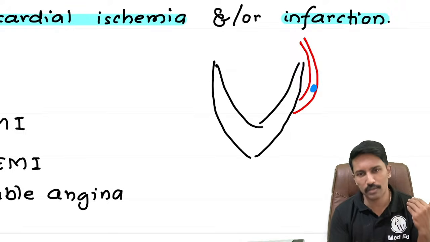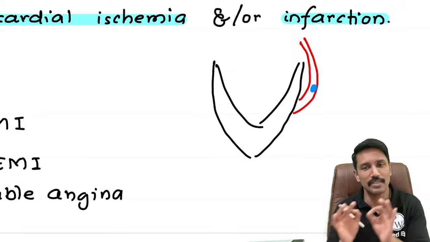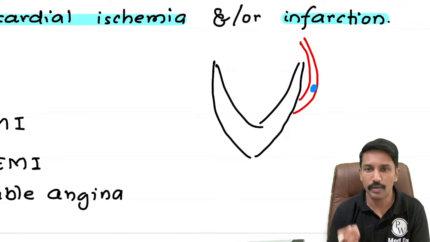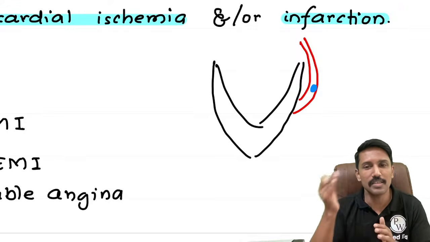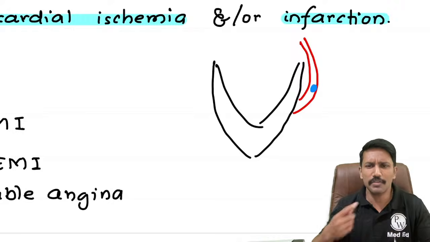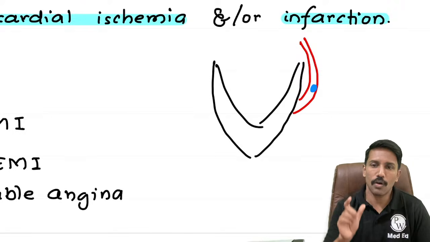I definitely work out in the gym, I run, and I don't get chest pain. So my rest demand as well as exertional demand of oxygen by the myocardium is met by my coronaries, even if they have 20-30% blocks. But once I'm not able to meet my exertional demand, rest demand is met, but exertional demand is not met, then after exertion, I start getting the chest pain. That state we call a stable angina.